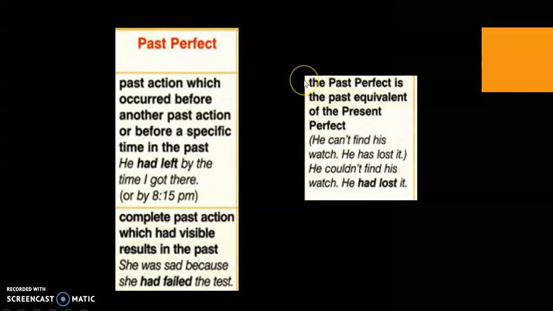And then we have the past perfect as the past equivalent of the present perfect. If we say he can't find his watch, he has lost it. And if we want to say the same in the past, we would say he couldn't find his watch, he had lost it.